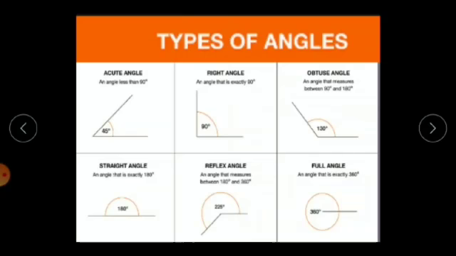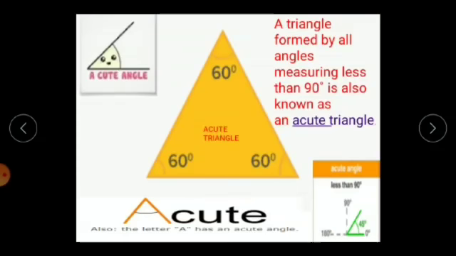Types of angles: acute angle, right angle, obtuse angle, straight angle, reflex angle, full angle. Now first one is an acute angle.